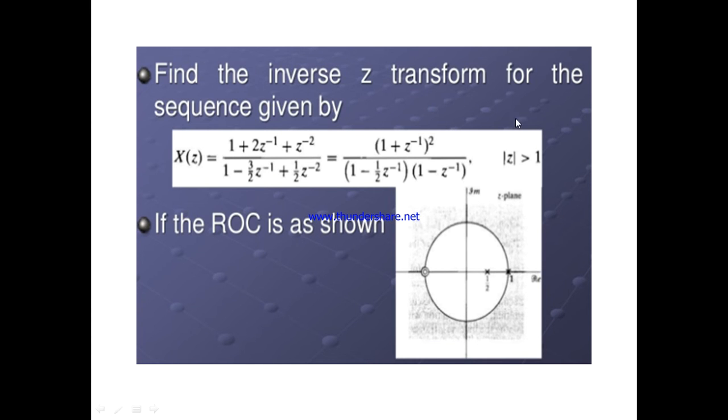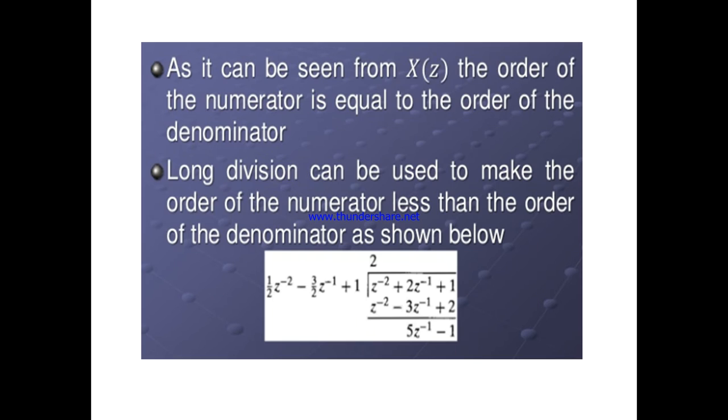Find the inverse Z transform for the sequence given by X(z) equals 1 plus 2 z power minus 1 plus z power minus 2, divided by 1 minus 3 by 2 z power minus 1 plus 1 by 2 z power minus 2. This sequence has the numerator and denominator of the same order. In this situation also we have to use the long division method to make the denominator order greater than the numerator order.